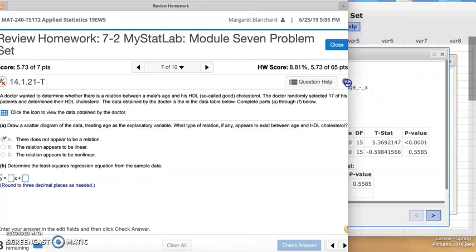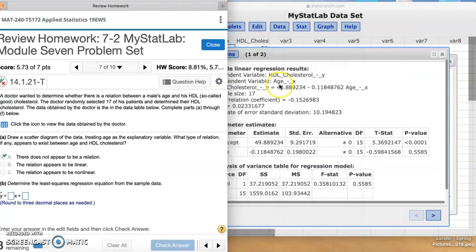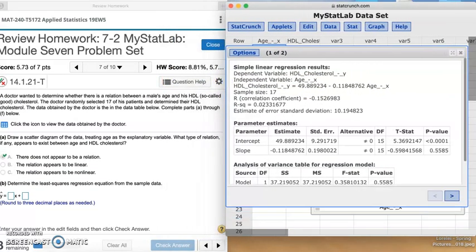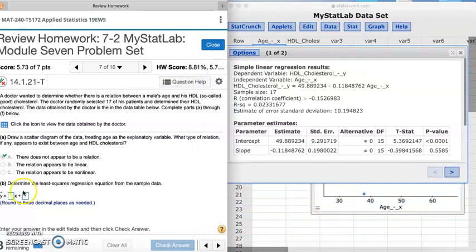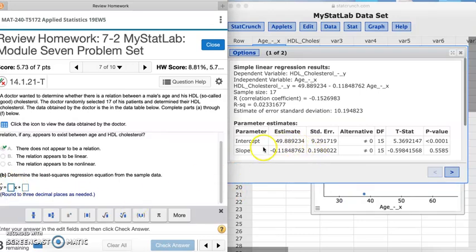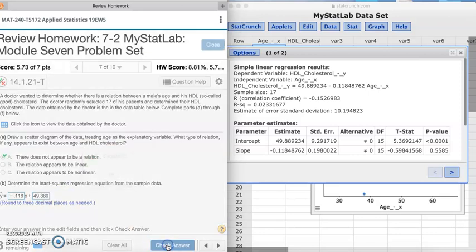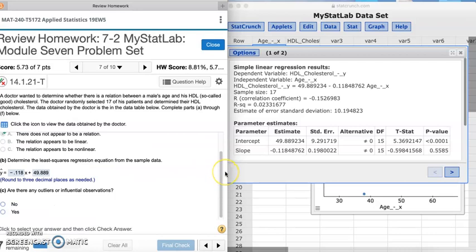Here we go, let's do this so we can see them both at the same time, make our life a little easier. Here we go. So we have here our slope is right here, our slope estimate. So it says round to 3 decimal places, that's negative 0.118. And our intercept is right here. You can also see it right here in the equation or down here at the estimate. So that's going to be 49.889. Once we round to 3, check answer. Excellent.